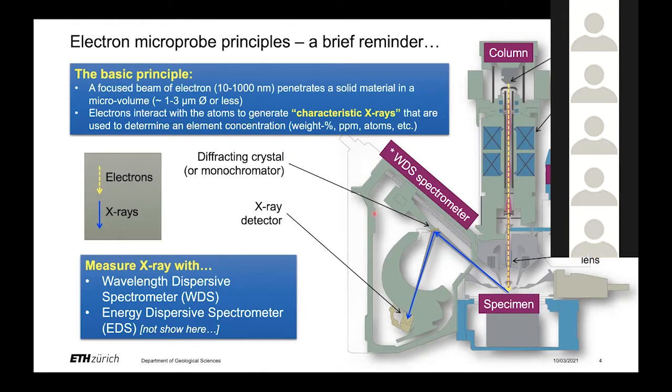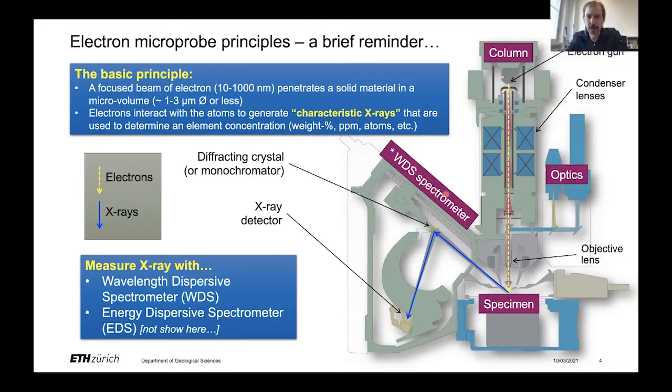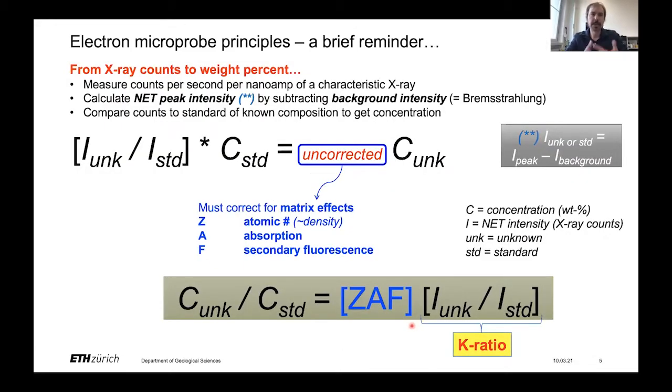And we do that using this so-called WDS or WD spectrometer, wavelength dispersive spectrometer, which helps us actually filter out X-rays of a specific wavelength using this monochromator that is situated here, and that is diffracting back the X-rays of interest down there to the detector. So we just basically count X-rays. Now, how do we go from counts to weight percent? The principle is relatively simple.